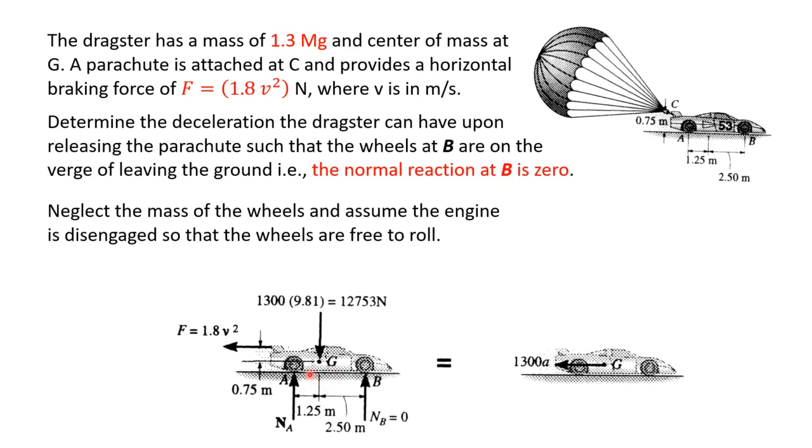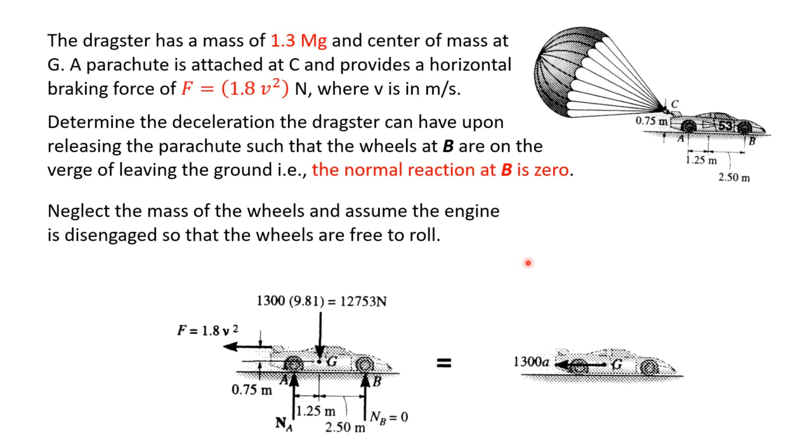So in this scenario, the point G is going to have the weight, the point A is going to have the reaction from the ground, NA, and the force F is going to be dragging the car backwards, so it's going to stop it. We need to know the amount of deceleration we're going to have in that case. We're going to neglect the mass of the wheels and assume that the engine is disengaged so that the wheels are free to roll. What we have is, to the left, the free body diagram and, to the right, the kinetic diagram.